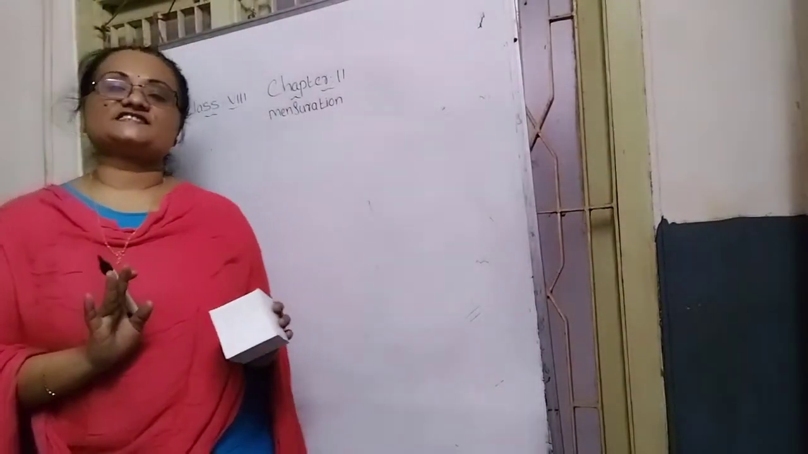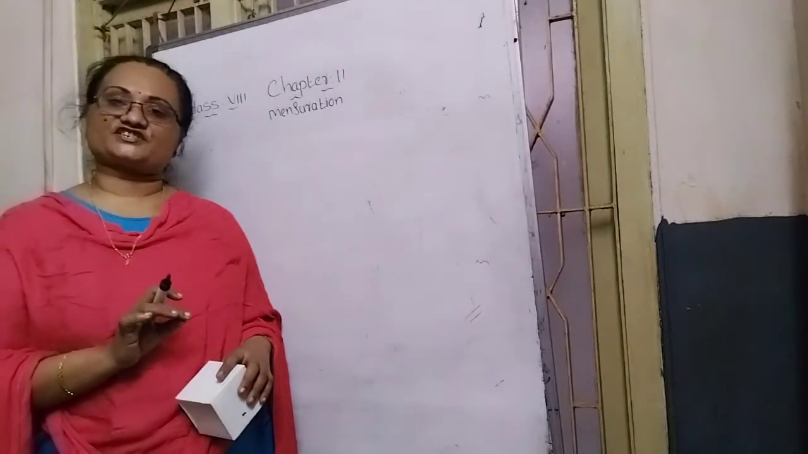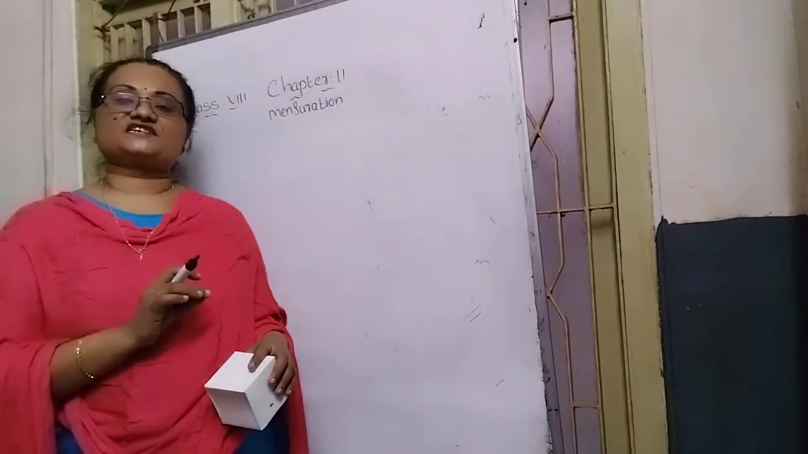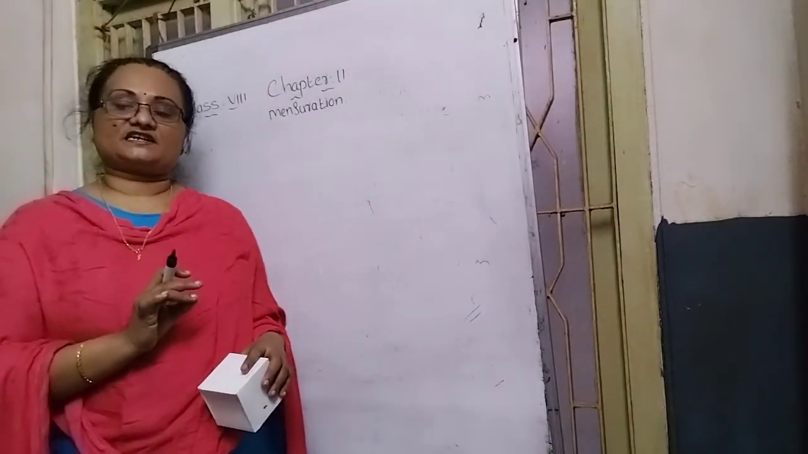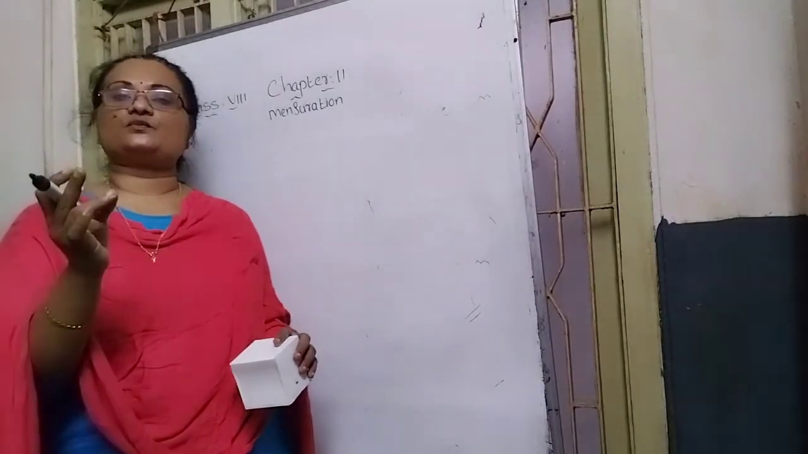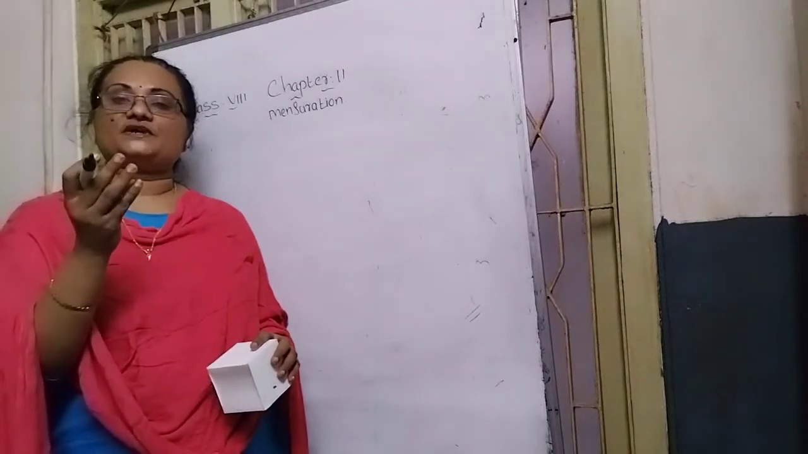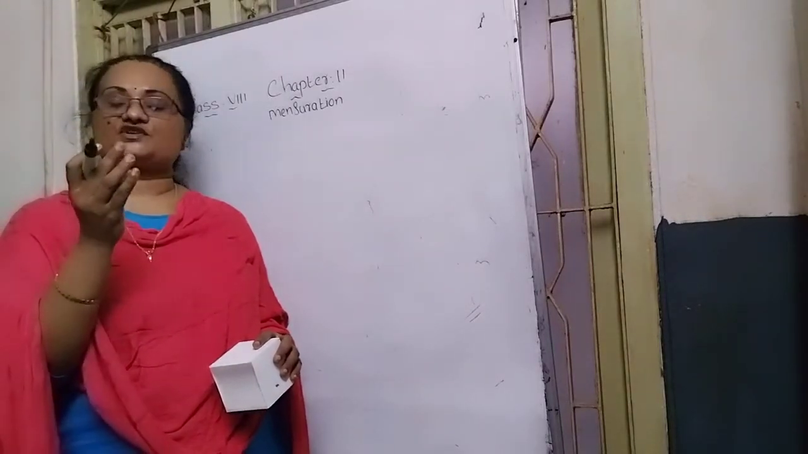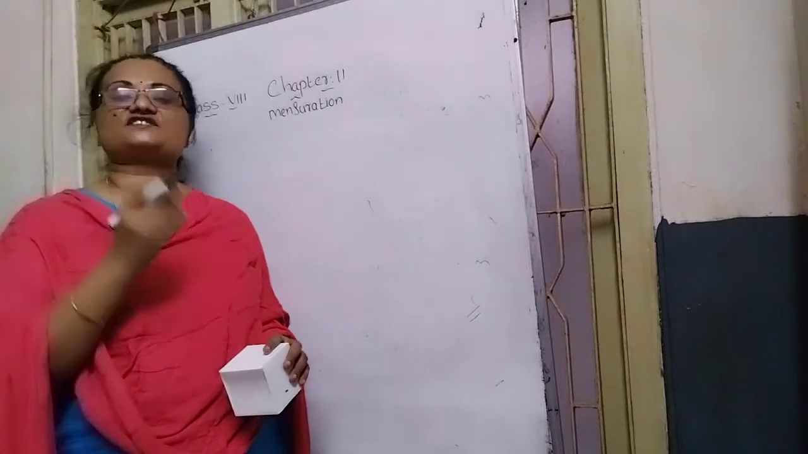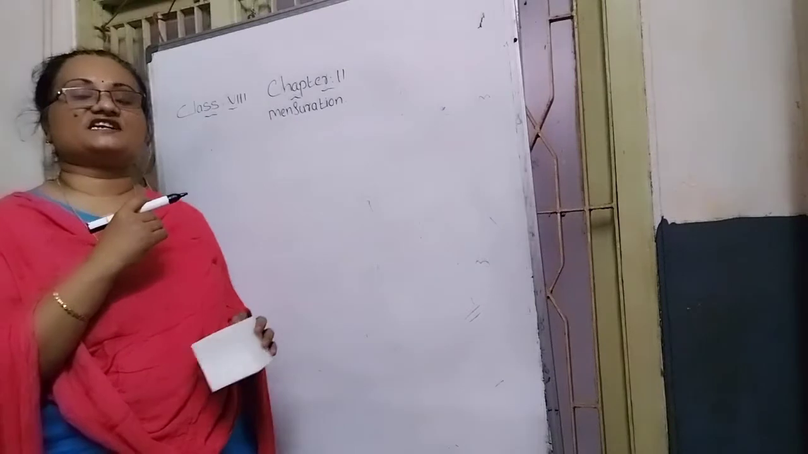Hi students, now we are going to discuss chapter 11, the mensuration chapter. In that chapter, three shapes are given: one is a cube, another is a cuboid, and the third is a cylinder. Questions on finding their total surface area and lateral surface area are given in the exercise.